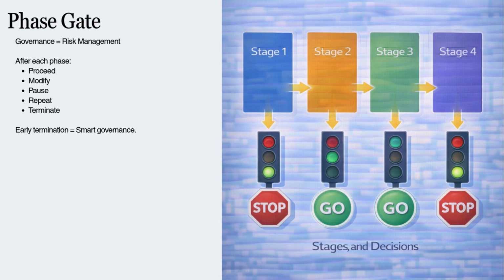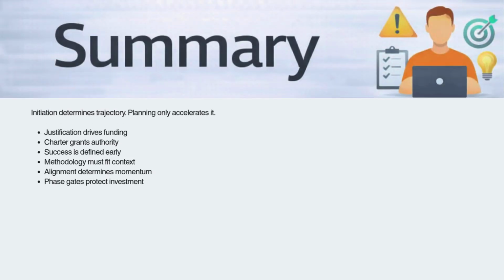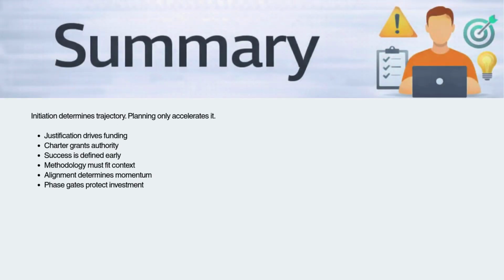To prevent those mistakes from compounding, organizations implement governance mechanisms, and that's where phase gates protect investment. At the end of each phase, leadership decides whether to proceed, adjust, pause, repeat or terminate. Terminating a project early is not failure. It's disciplined capital management. Organizations that lack phase gate discipline often continue investing in initiatives long after value has eroded. So, when we step back and look at the full picture, initiation is not a checklist, it's a disciplined decision framework. Let's summarize what that really means.